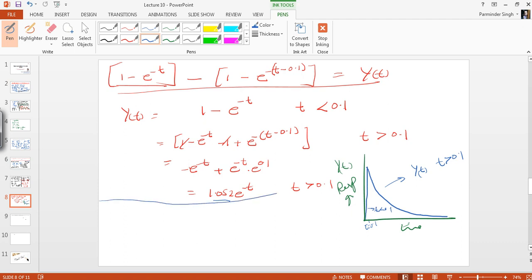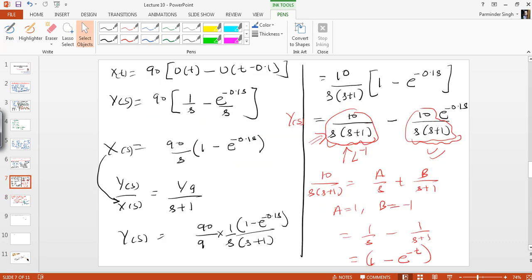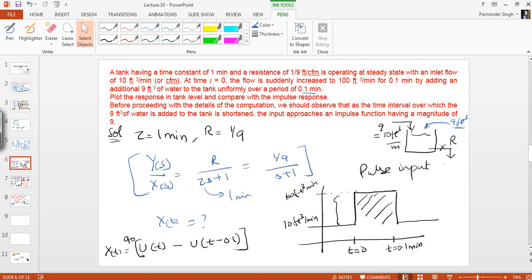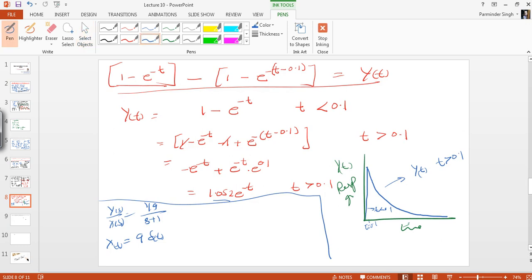Now for impulse, we have y(s) upon x(s) as this term. Let me write over here. Y(s) upon x(s) is 1 upon (s plus 1). Now the impulse is 9 delta(t), of magnitude 9, it's given in the question: impulse of magnitude 9. So what will be x(s)? X(s) is 9, so put this value over here. So what is y(s)? Y(s) is 9 upon (s plus 1), and what will be y(t)? It is nothing but 9 e to the minus t.